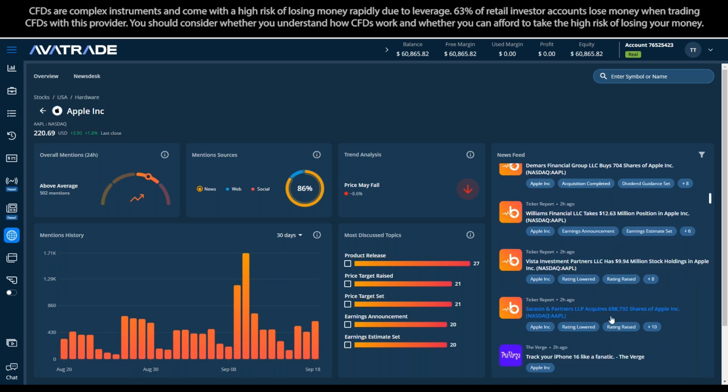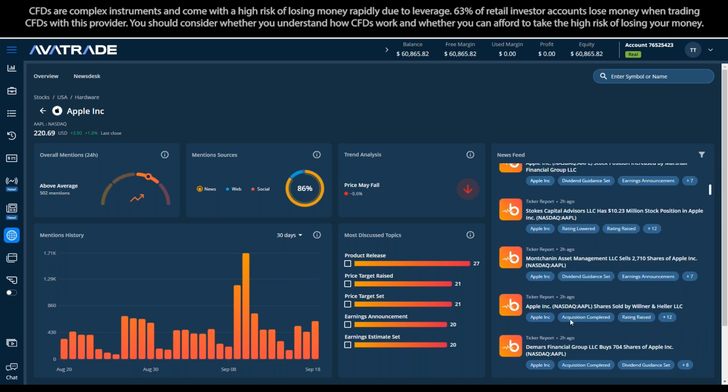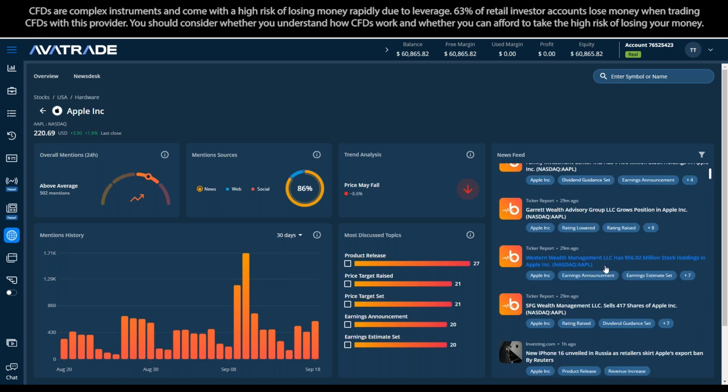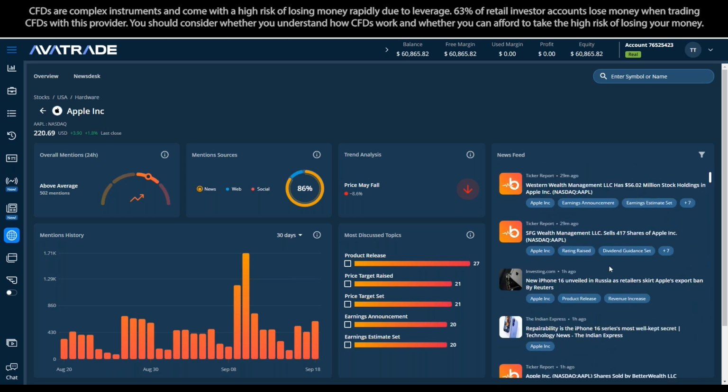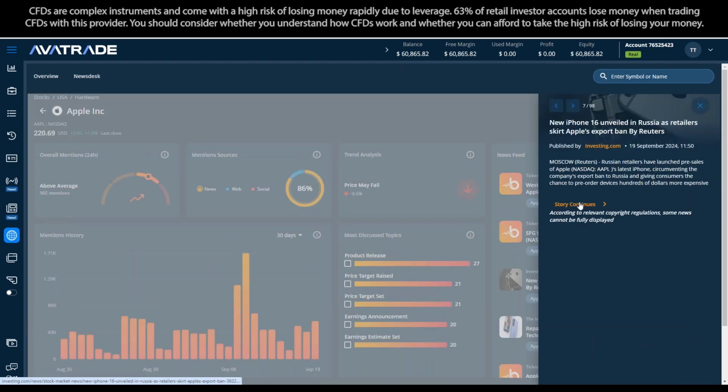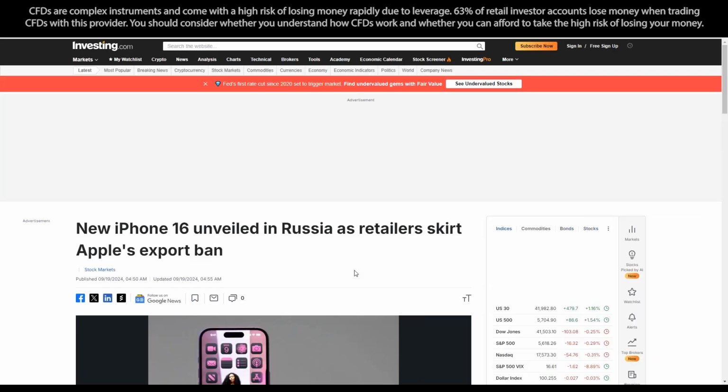And there are a lot of articles here that you could find on Apple to see if there's something here that would convince you to go one way or the other with any potential move with Apple once the US market opens. And you can read the entire article if you wish and pull it up and see, well, what is this article telling me?